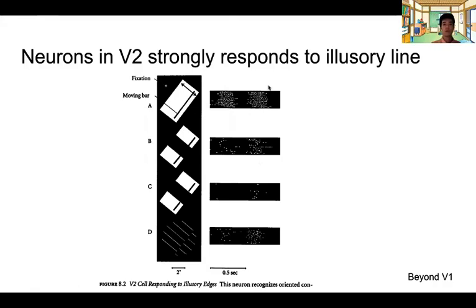The V2 neurons are known to respond strongly to illusory contours or illusory lines. So if the monkey is fixating at this central cross, and you move the bars, then if that matches the receptive field of this neuron, the neuron fires very strongly when it matches the receptive field.